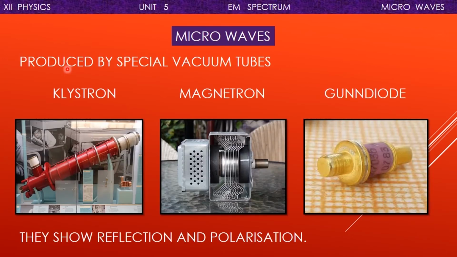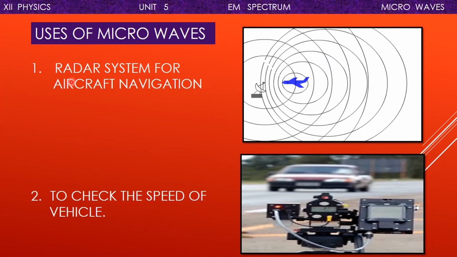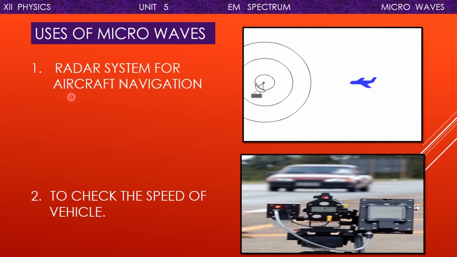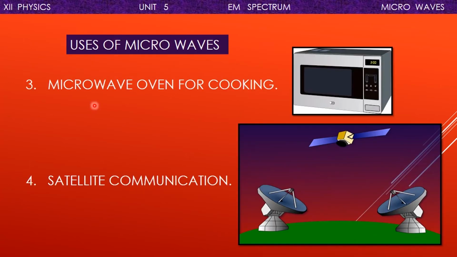Microwaves. Microwaves are produced by special vacuum tubes like klystron, magnetron, and gun diode. Microwaves show the property of reflection and polarization. Uses of microwaves: microwaves are used in radar systems for aircraft navigation. Microwaves are used to check the speed of vehicles. A microwave oven uses microwaves for cooking. Microwaves are used in long-distance satellite communication.